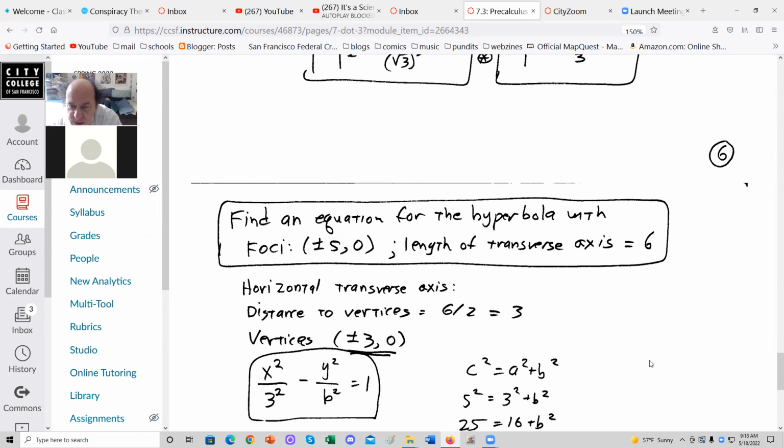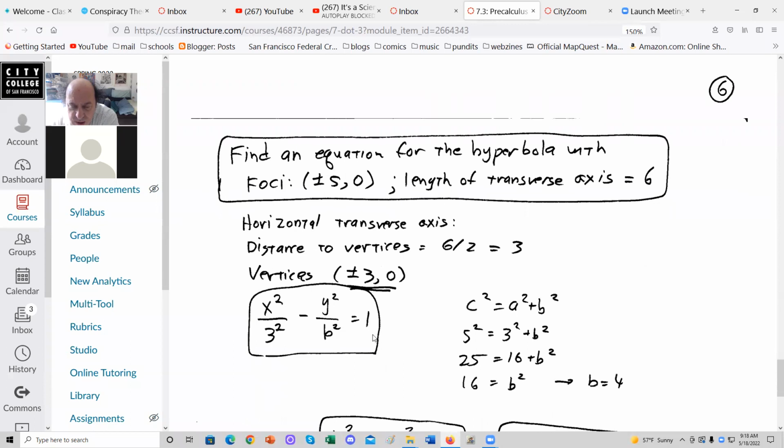Now, let's try this one. We have foci at plus or minus 5 by 0, and the length of the transverse axis is 6. The foci are on the x-axis, so it goes left and right. The x squared term is first. The transverse axis has length 6, so the distance to the vertices is half of that, which is 3. So the vertices are at plus or minus 3 by 0. Okay, so now we know it's x squared over 3 squared minus y squared over something squared equals 1. This something is b. What is b?